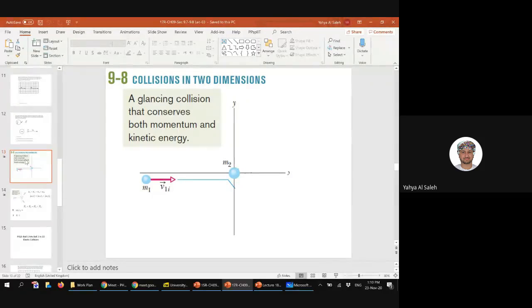Let's move to 9.5, collisions in multiple dimensions.